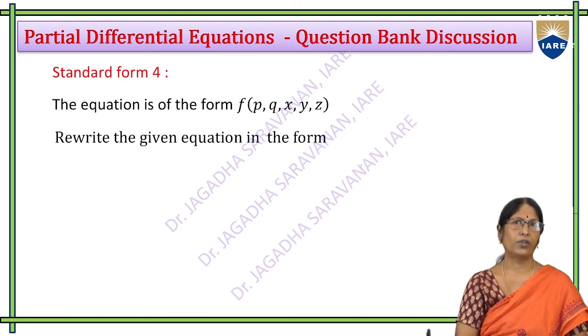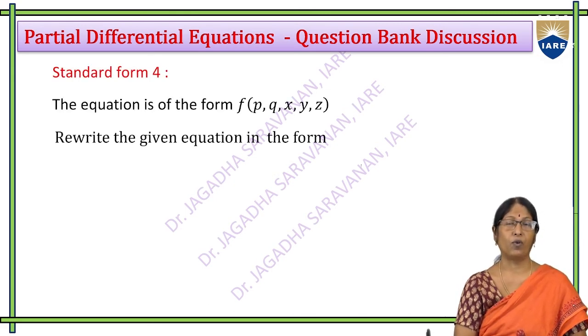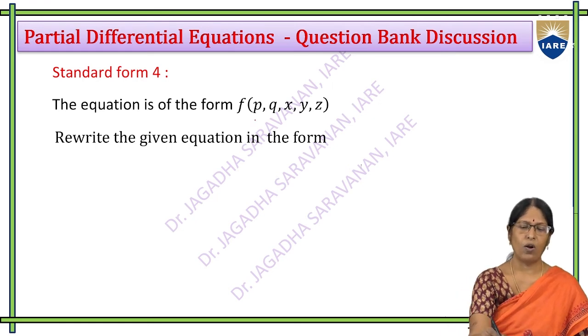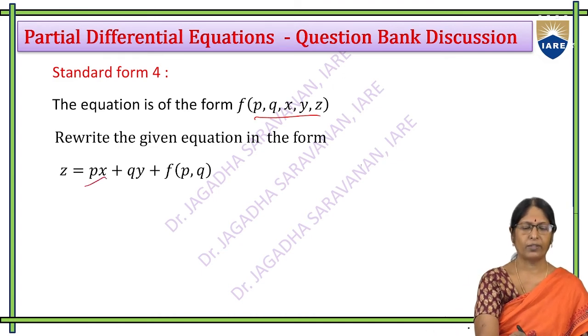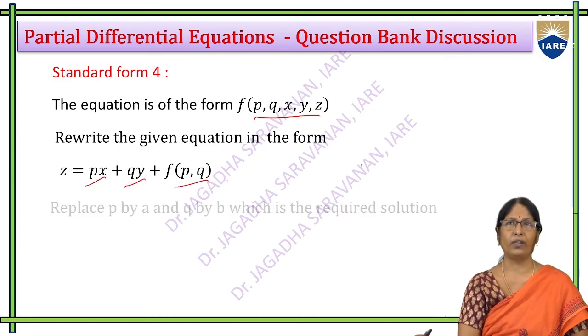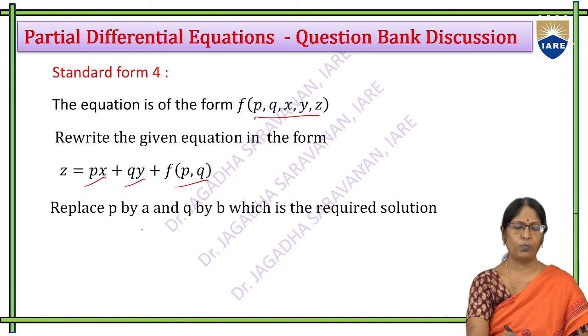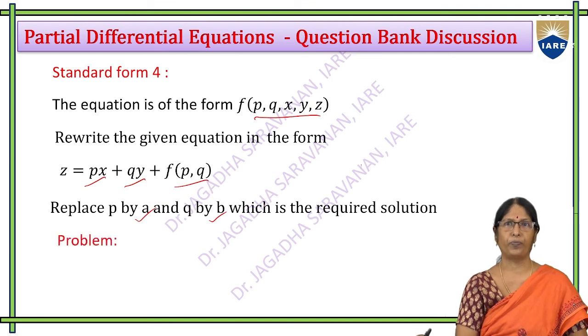Suppose the question comes under standard form 4 problems. All the 5 variables will be there. The given question we have to rewrite in the px, qy, pq format. Finally, p should be replaced by a, and q should be replaced by b.